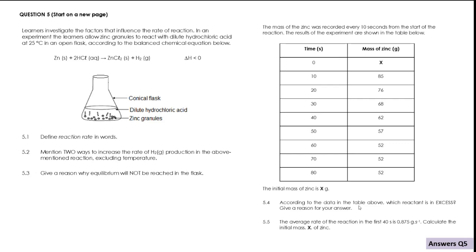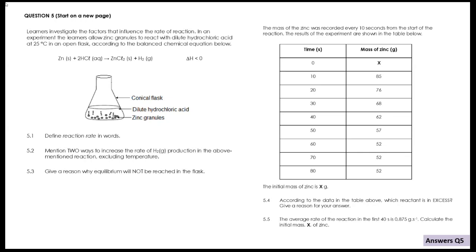What would you say, grade 12s? Which of these reactants is in excess? Give a reason for your answer. Well, it's the zinc. The reason for that is there is zinc that has been unreacted. It hasn't reacted, left over in the flask. In other words, all the zinc is not used up. Follow that? So that's why zinc is the reactant in excess. That's the answer to question 5.4.